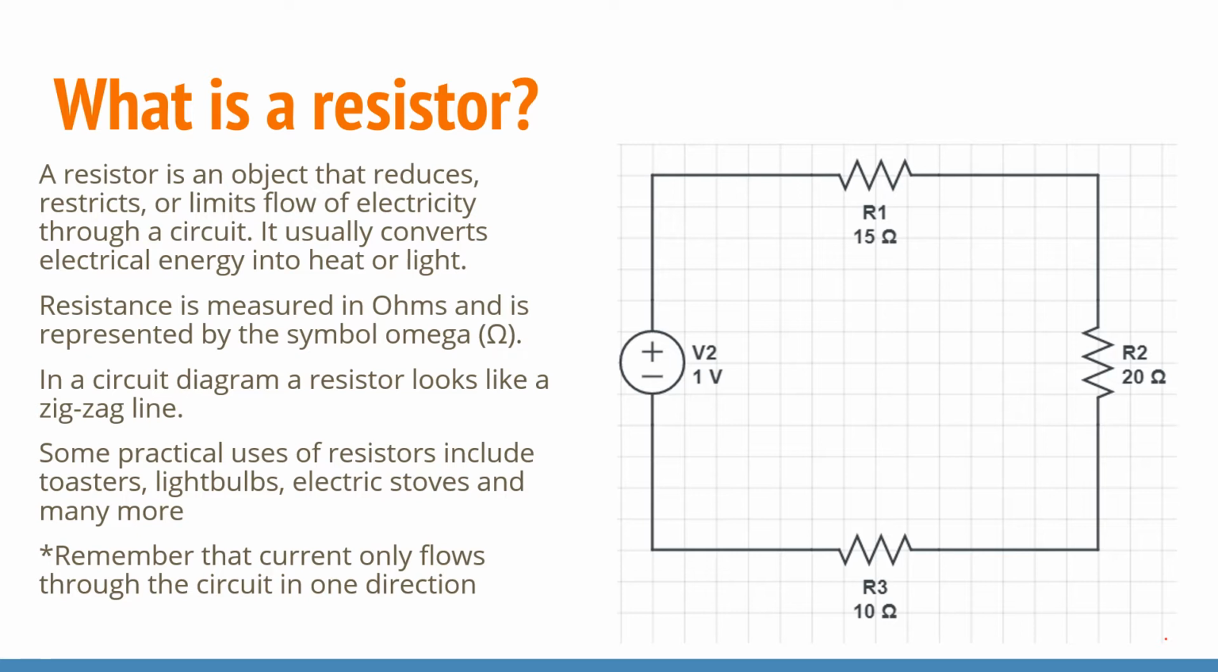Also, with this little illustration, we can see how current flows through the circuit from the positive terminal of the battery all the way through the first resistor, the second and third resistors, until finally it returns at the negative terminal of the battery.